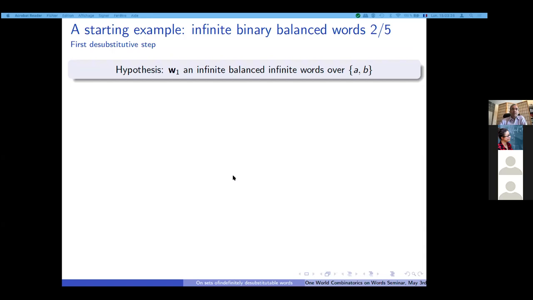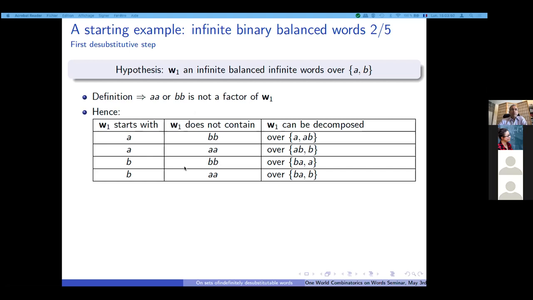So I consider first an infinite balanced word. I call it w1. What I can do first is to apply the definition of balancedness and see that at least one of the two factors, AA or BB, is not a factor of w1. And depending on the first letter of w1 and the fact that BB or AA is not contained in w1, we can see very quickly that w1 can be decomposed in one of the four following manners.